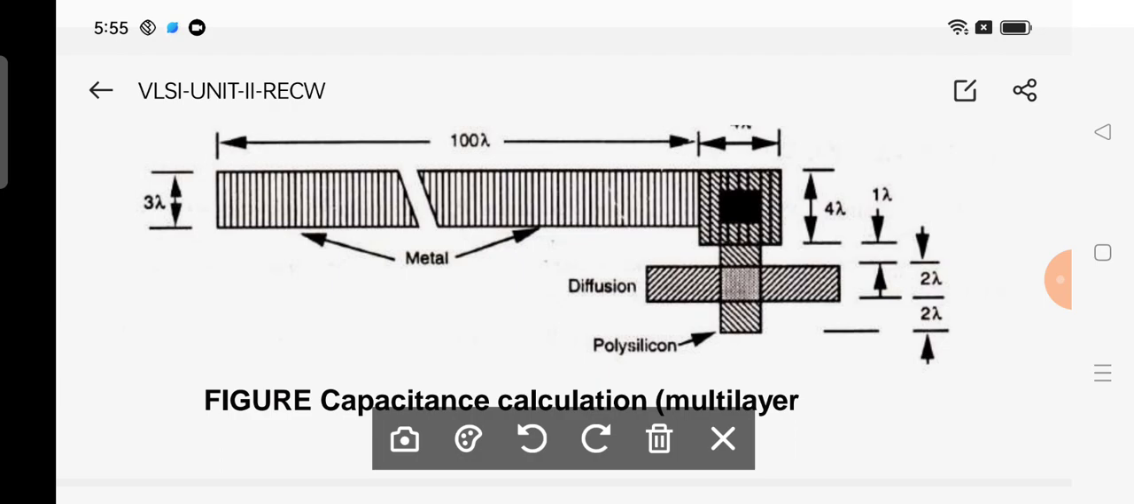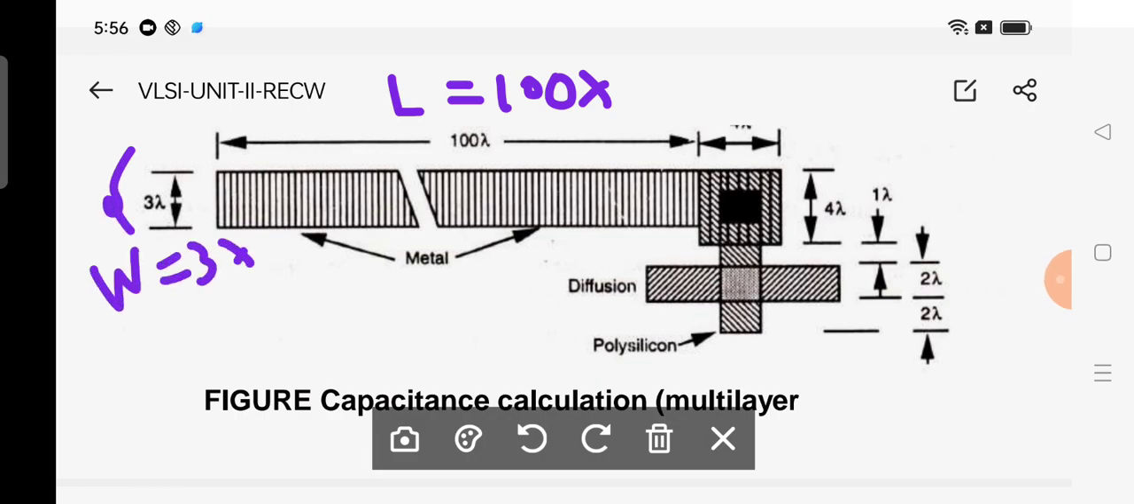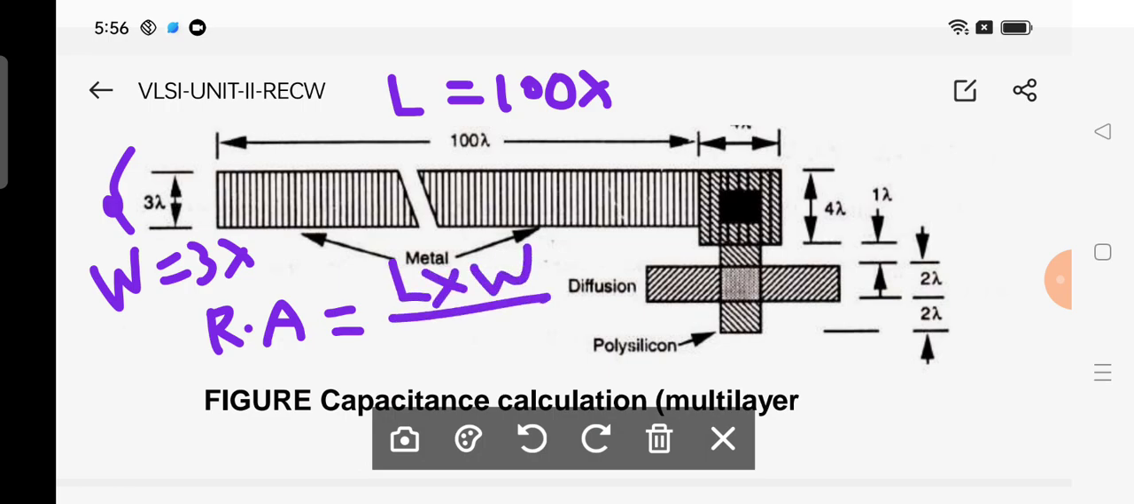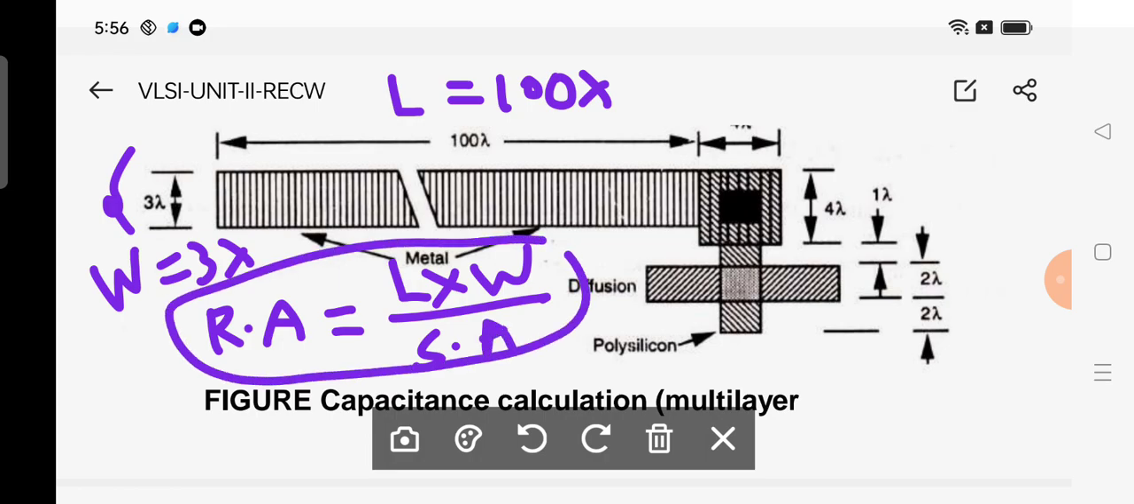If you talk about the metal, what is the length given for metal? 100 lambda. Absolutely. Now what is the width they have given? 3 lambda. Is it clear? Now how to find the relative area for that? Absolutely. Relative area is equal to length times width upon the standard area. What is the standard area? 2 lambda by 2 lambda. Is it clear? Now I am going to find the relative area here.